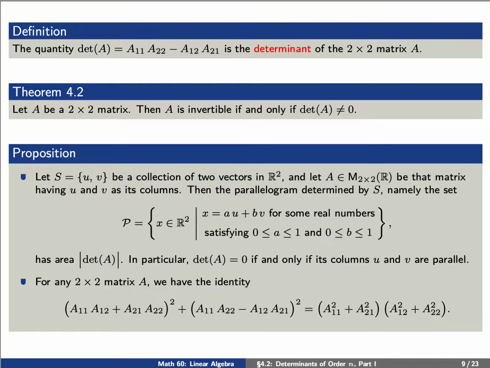Finally, we have a nice identity that involves the determinant. We can consider the square of the quantity A11 times A12 plus A21 times A22, and the determinant squared, to be equal to the product of the sums of squares.